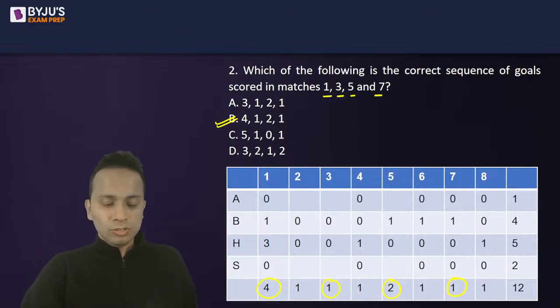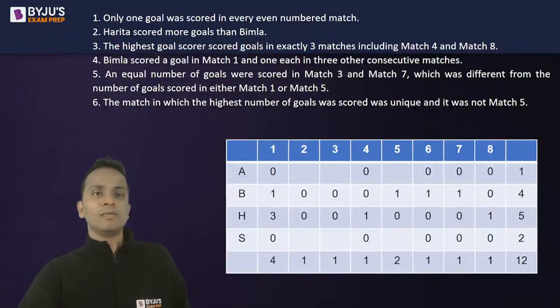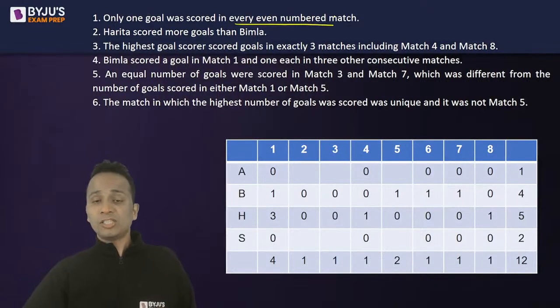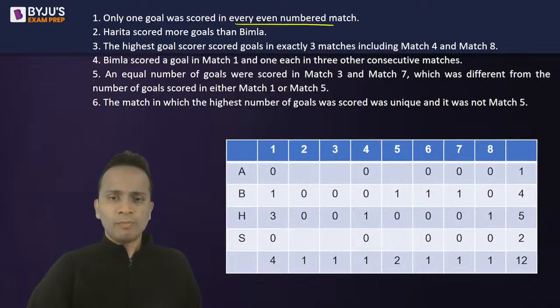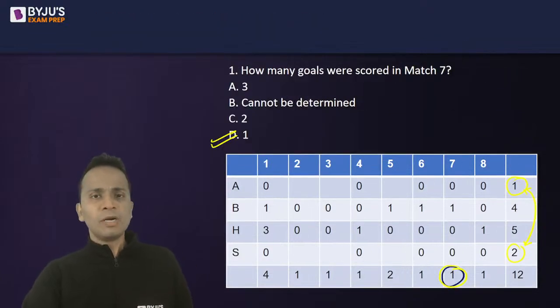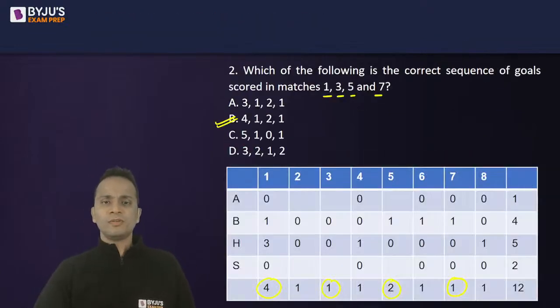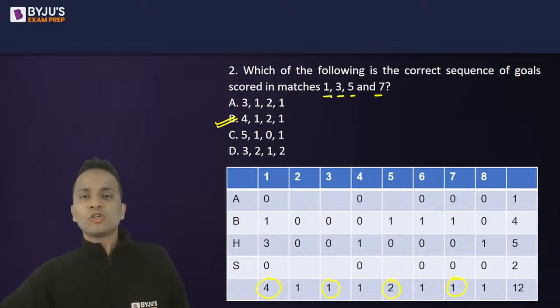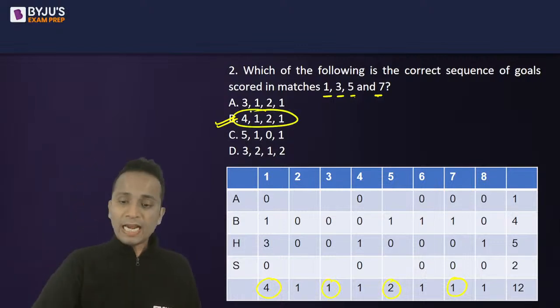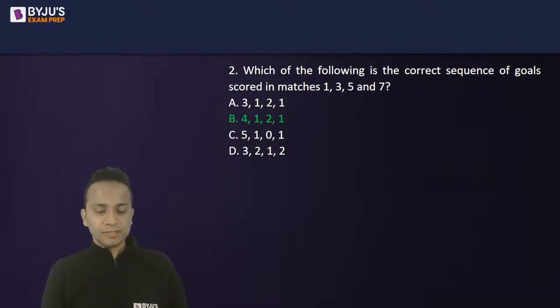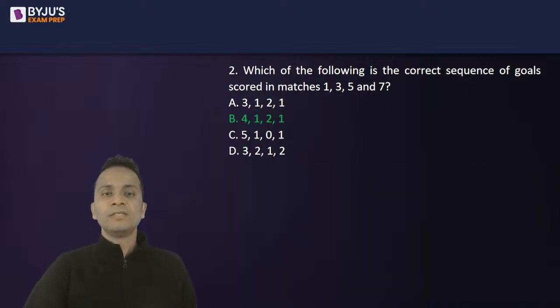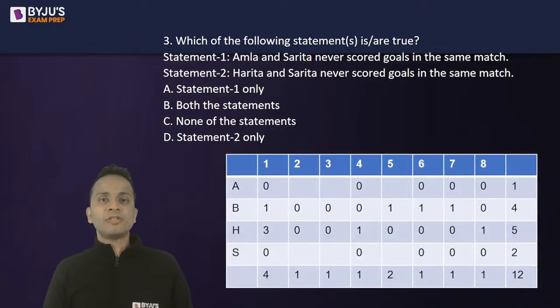Okay. Now, what did statement 1 say? Only one goal was scored in every even numbered match. They did not say anything about odd numbered matches. Right. So for this question, matches 1, 3, 5, and 7, it will be 4, 1, 2, 1. The correct sequence is 4, 1, 2, 1, and hence the answer is option B. Okay. Next question, question number 3.